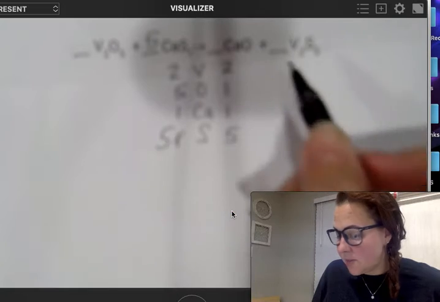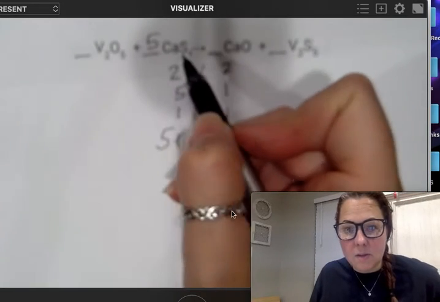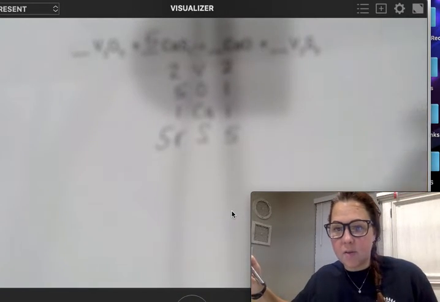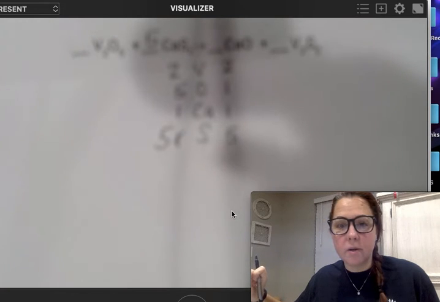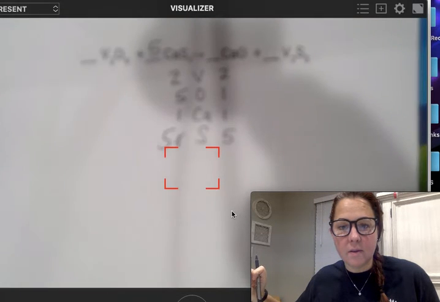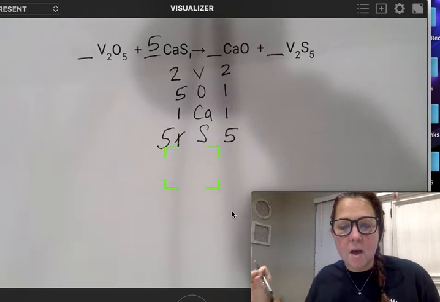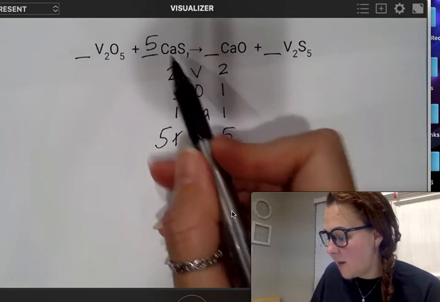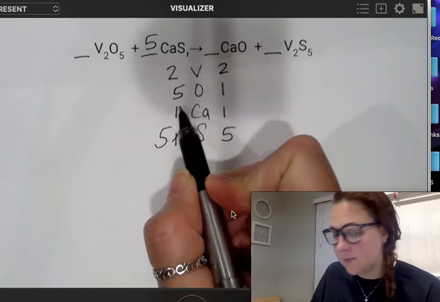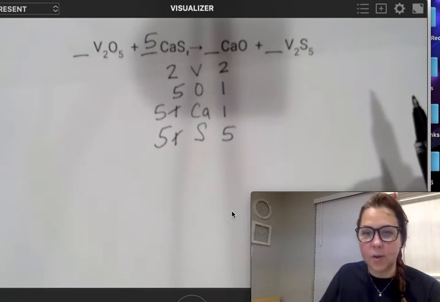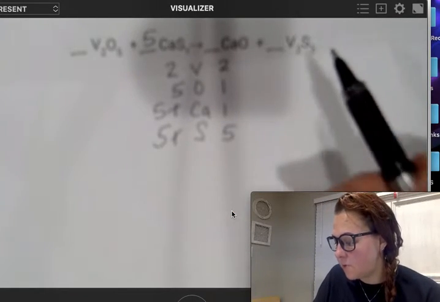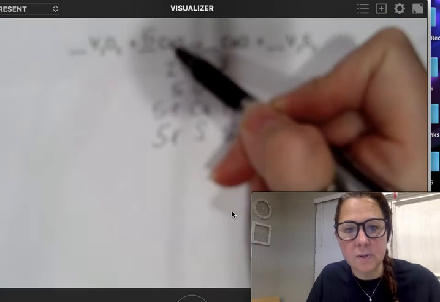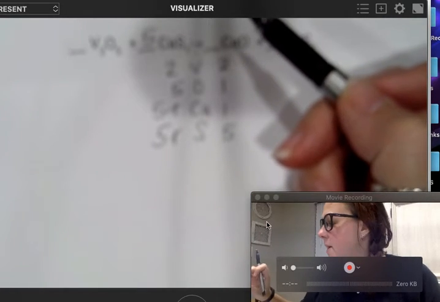But these two are stuck together. So with those two stuck together, I don't know why that's so blurry, I'm sorry. Let me see if I can, there we go. So with these two being stuck together, I now also have 5 calcium. So I had to adjust that as well. So that 5 goes to my calcium, it also goes to my sulfur. What is going on with my document camera?